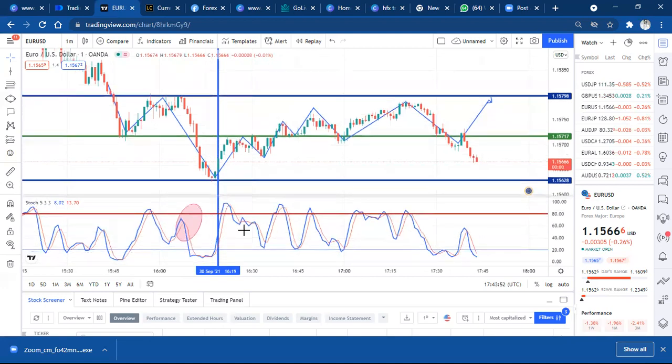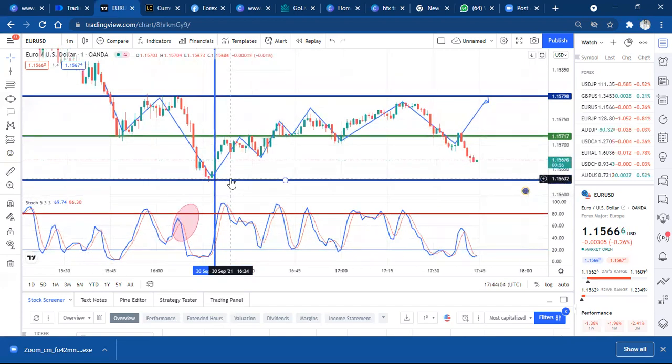So when you combine stochastic with price action, it gives you insight on when to enter the market. For example, in this market, you should enter at your support, and your stochastic tells you, oh yes, it is now at support, so you enter. Can you hear me?